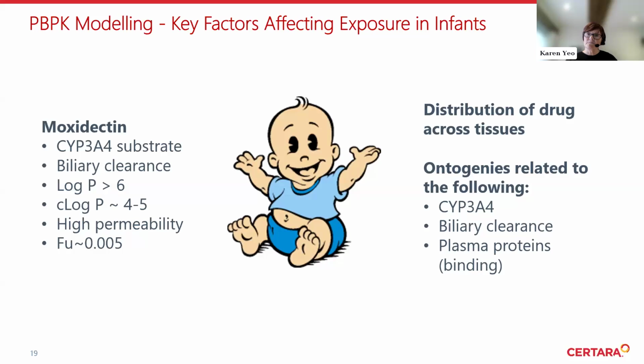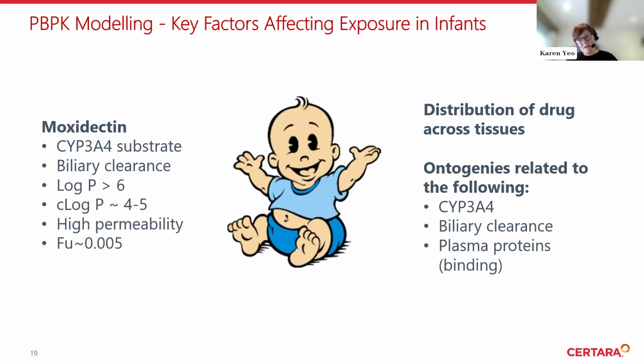What we can do with the PBPK model is actually look at the distribution across tissues. So far, when I've talked about PBPK modeling, what I've mainly talked about is actually predicting plasma concentrations, because really that's what we use to actually verify the model. But the beauty about PBPK is we can actually predict concentrations throughout the different tissues. And for a drug like moxidectin that's highly lipophilic, it's got extensive tissue distribution, and this is something that we could actually look at with the PBPK model.